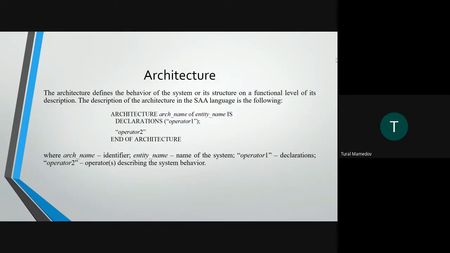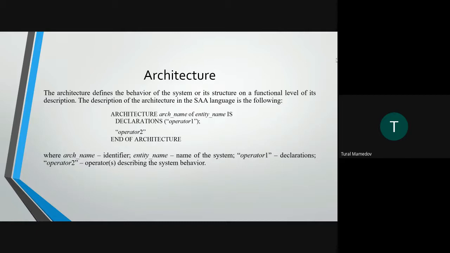Architecture. The architecture defines the behavior of the system or its structure on a functional level of its description. The description of the architecture in system of algorithm algebra language is the following. You can see it on the slide, where arch name is the identifier of the architecture. Entity name is the name of the system entity for which the architecture is defined.